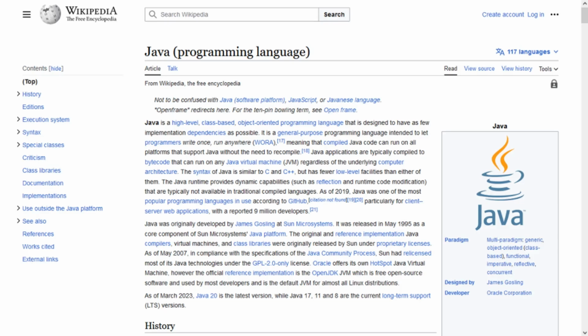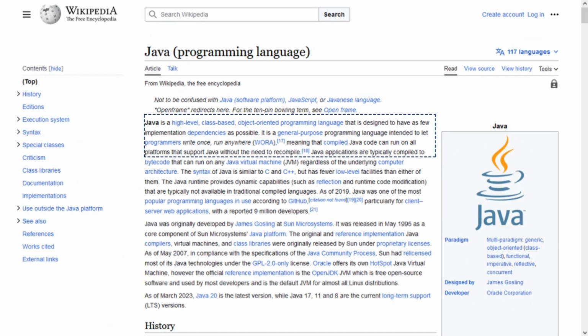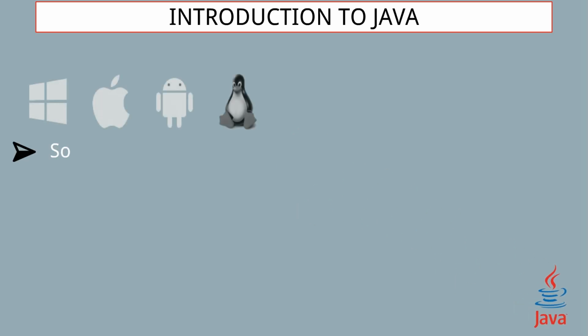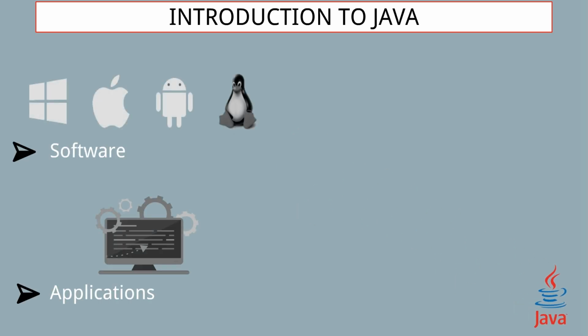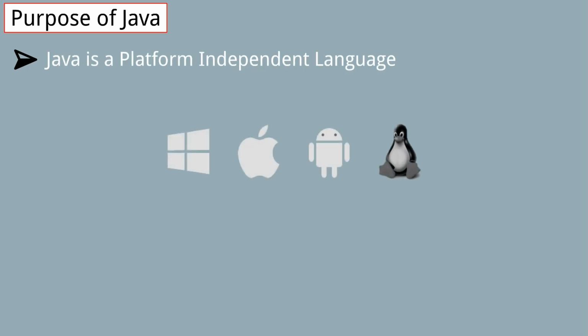Now, that was the exact definition out of Wikipedia. So now let's put it in very simple words. Java is a programming language that allows you to create software and applications for various devices like computers, smartphones, and a lot more. Whenever you go to find the purpose of Java, one advantage of Java will be repeated and highlighted in all of its purposes: that Java is a platform independent language.